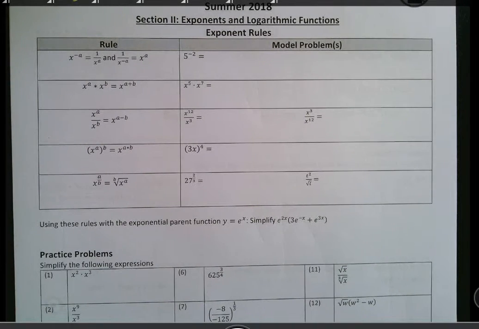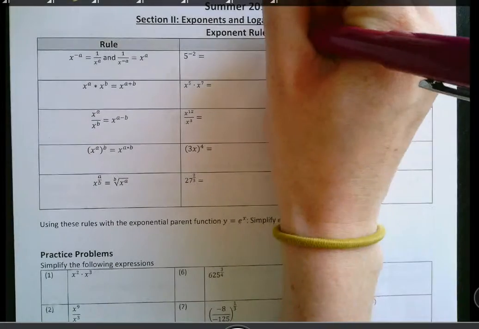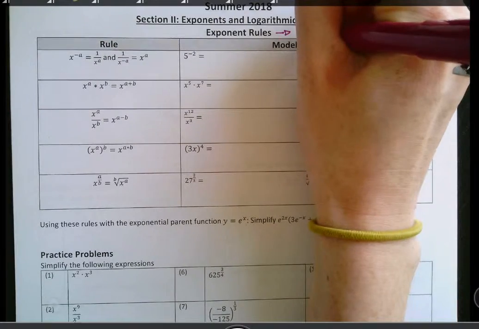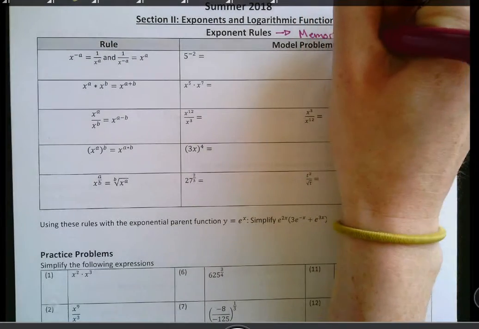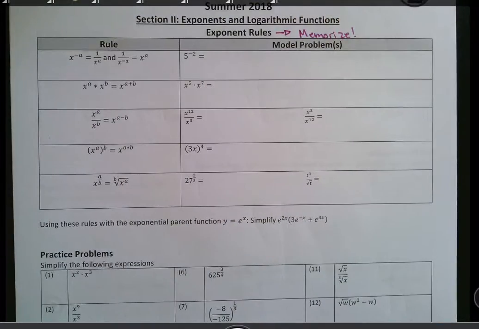Okay, so you have made it to section 2. Yay! This one is our exponent rules. These are so important. I cannot stress this enough. You need to have these memorized if you don't already. So just write yourself a little note. I don't care, whatever you need to do. Memorize them. Know them by heart. Recognize them. It will make your life that much easier going through calculus this coming year.